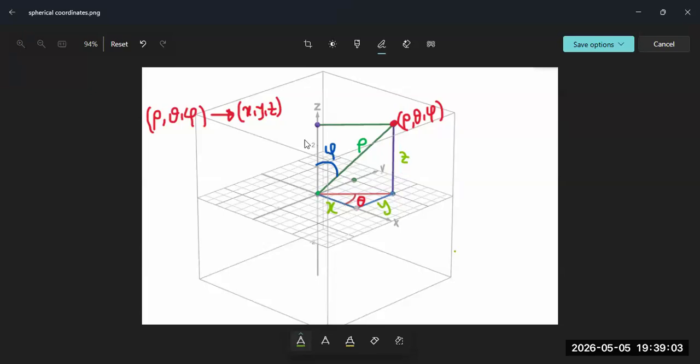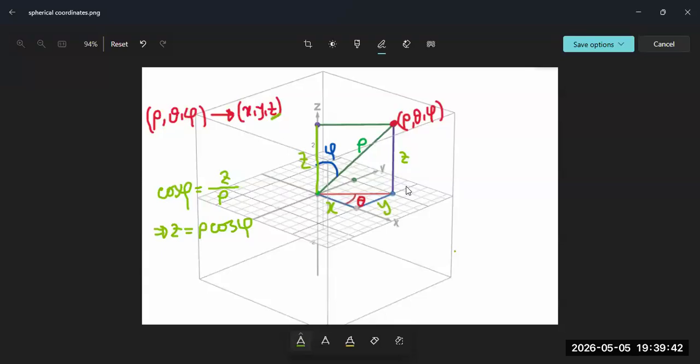Since this particular height is parallel to this height, so this length is also z. So we can calculate the z quantity using phi and rho. So cos phi is z divided by rho. So we can calculate z value, because our ultimate target is to calculate x, y, and z values. So z value is rho cos phi. Okay, so z is calculated.